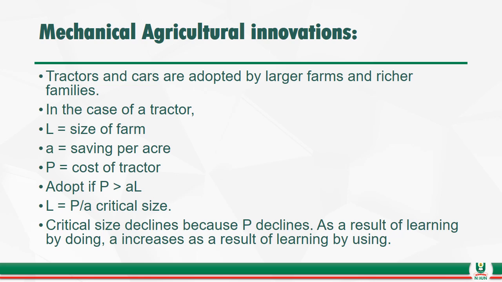Critical size declines because P declines. As a result of learning by doing, A increases. In other words, saving per acre will increase as a result of learning.